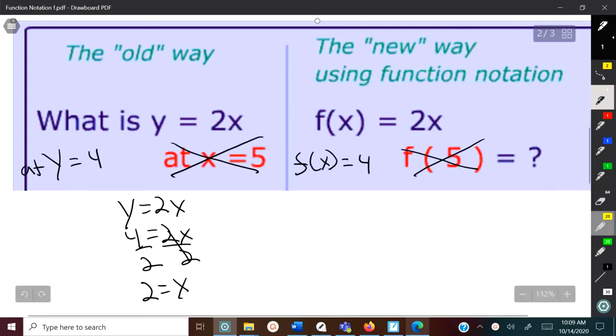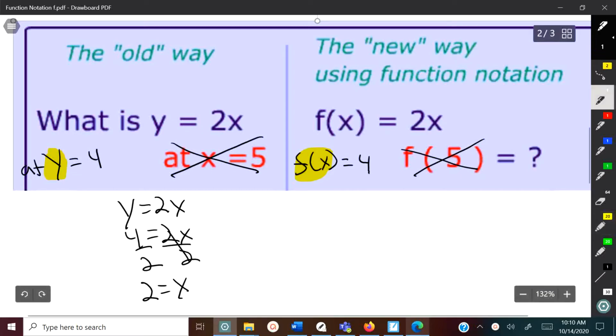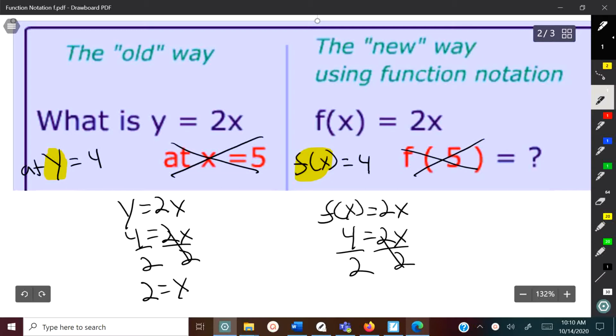Remember that the f of x is the replacement for y. So instead of saying y is equal to 4, we're going to say f of x is equal to 4. And then we're going to plug in the values. If I write out everything here, f of x is equal to 2x. We plug in 4, and then solve it just like we did before. Everything stays the same. So remember, f of the number refers to x. F of x is equal to a number refers to y. So let's take a look at a couple examples.